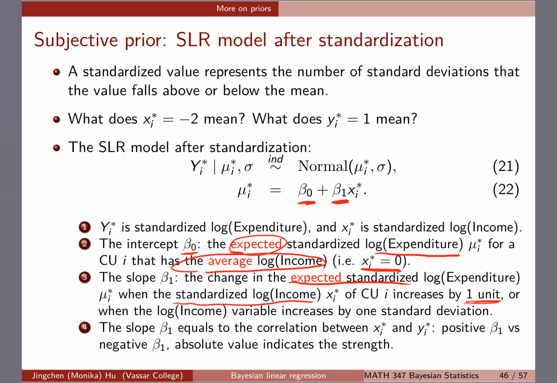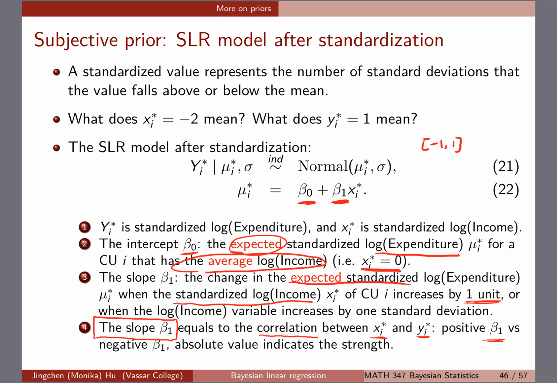The cool feature of why we do standardization is that now the slope beta 1 equals the correlation between xi star and yi star. If beta 1 is positive, you have a positive correlation; if negative, a negative correlation. The absolute value indicates the strength, and correlation is between -1 and +1. The closer it is to -1, the stronger the negative correlation; the closer to +1, the higher the positive correlation. If the value is close to 0, they don't have much correlation going on.